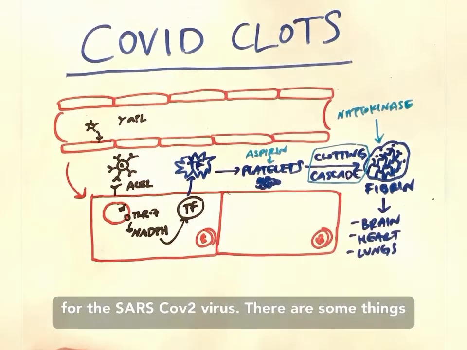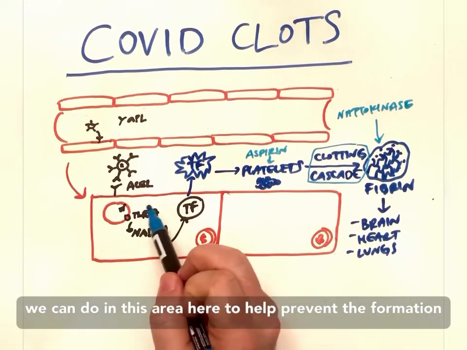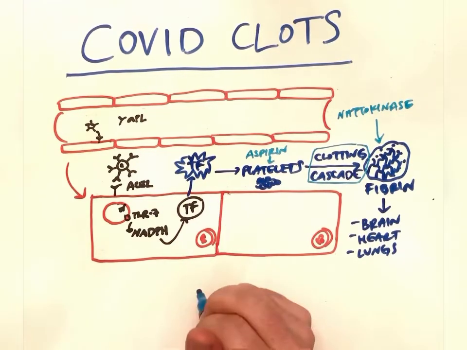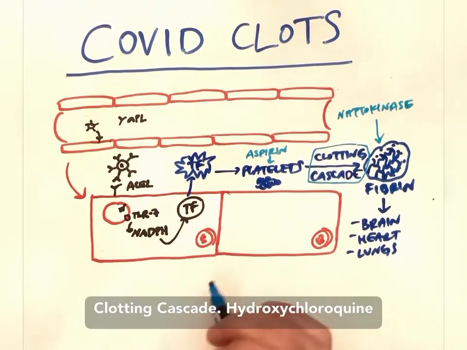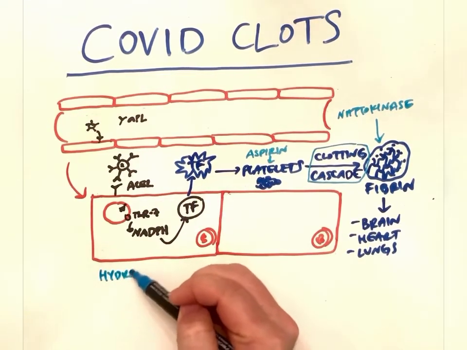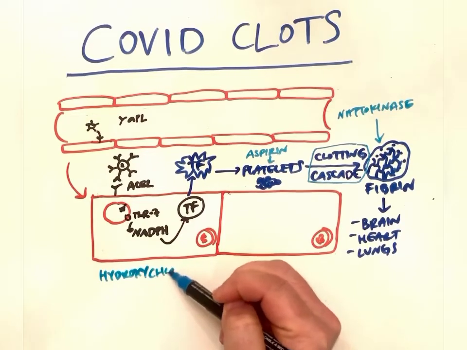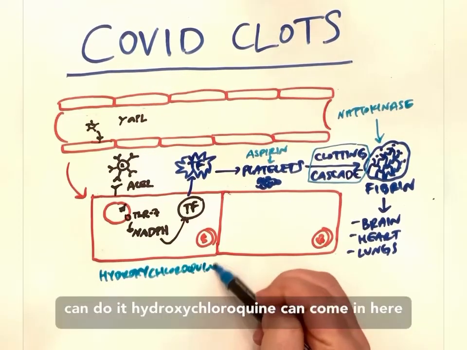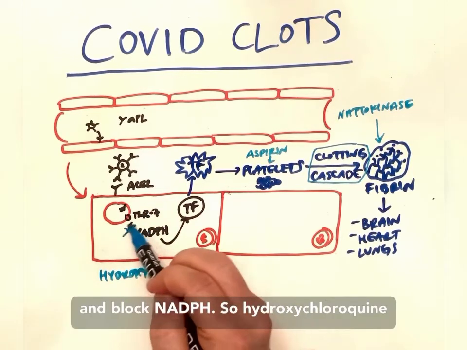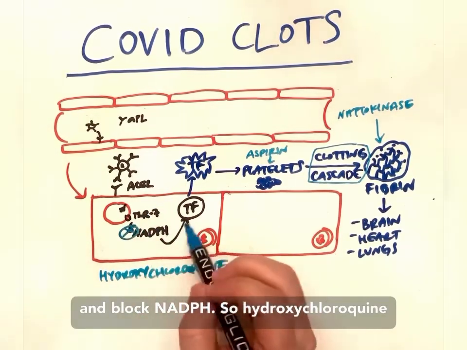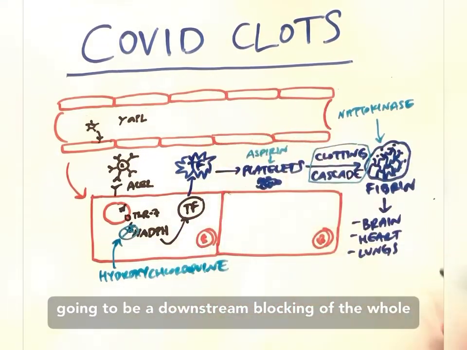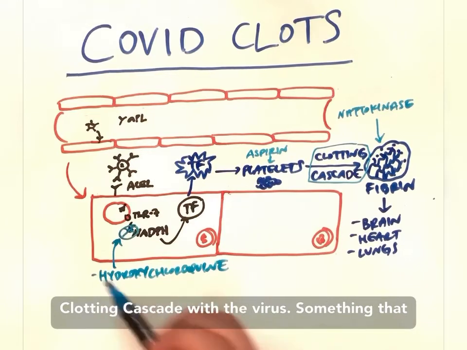Specifically for the SARS-CoV-2 virus, there are some things we can do in this area here to help prevent the release of tissue factor and then the whole clotting cascade. Hydroxychloroquine can do it. Hydroxychloroquine can come in here and block NADPH. So hydroxychloroquine is going to come in here, block NADPH, and there's going to be a downstream blocking of the whole clotting cascade with the virus.